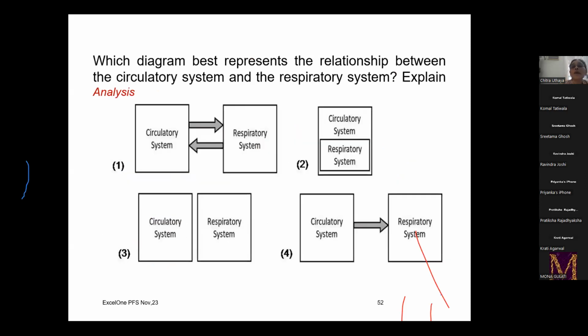Which diagram best represents the relationship between the circulatory and the respiratory system? Explain. So there are 4 diagrams here. Students have to choose the right one and then explain why they chose that, and explain the relationship between the circulatory system and the respiratory system.